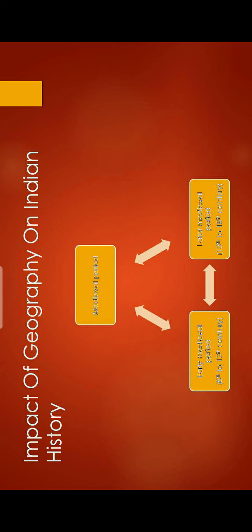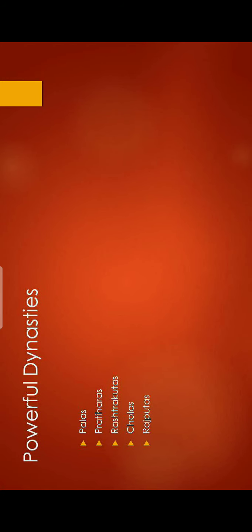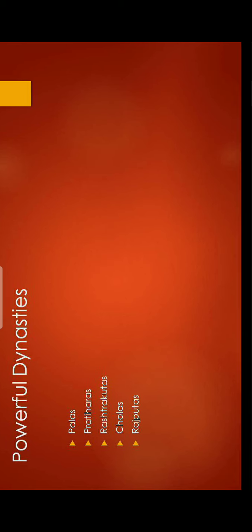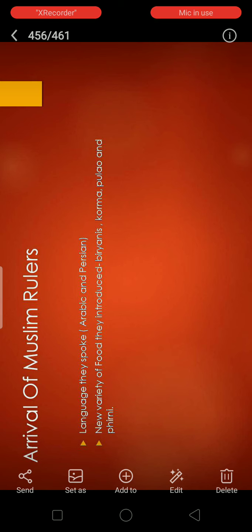Like the phases, the medieval period was divided into two phases, that is the early medieval period and the later medieval period. Then there were so many powerful dynasties like Palas, Pratiharas, Rajputs. There was indigenous rule, and then there was some other invasion also, like Turkish and Muslim rulers who came to India and ruled over it.